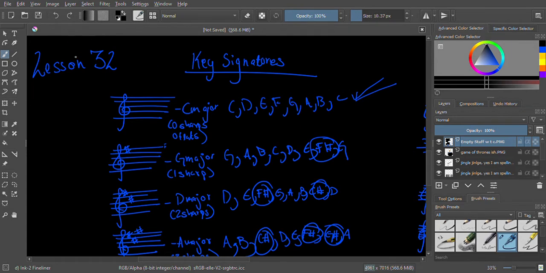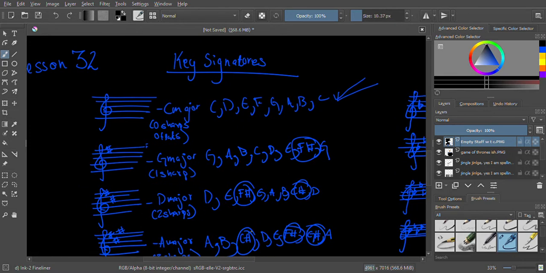And this is in fact lesson number 33 in our dive into the wonderful world of music theory. But I have the old lesson pulled up right here just so that we can use it for reference, because today we're going to continue talking about key signatures.